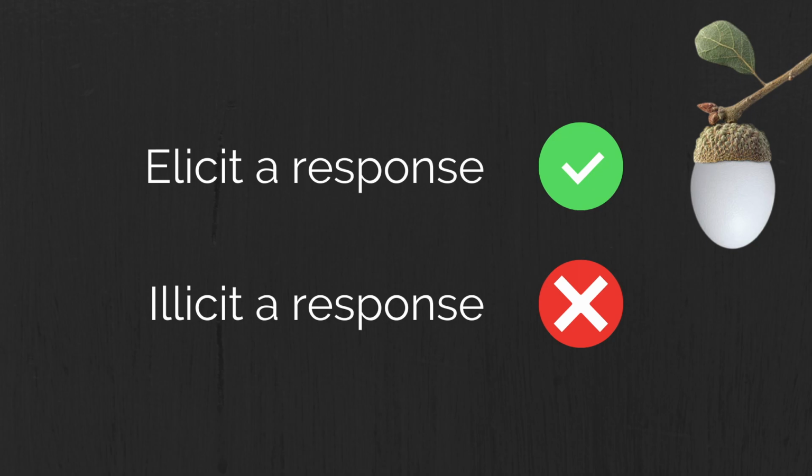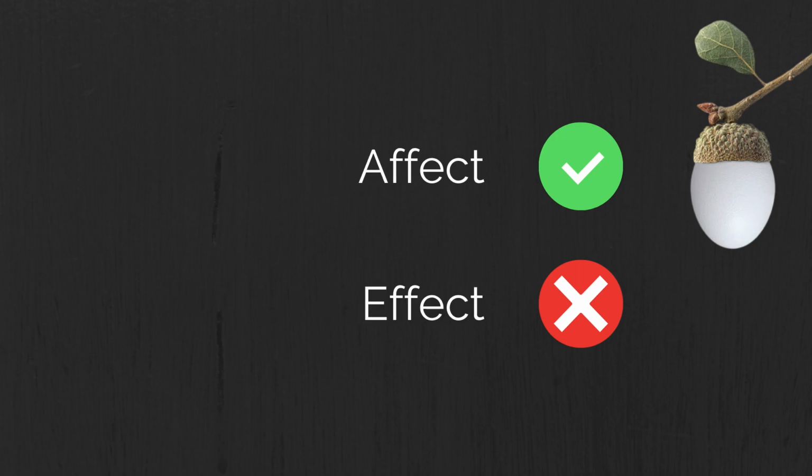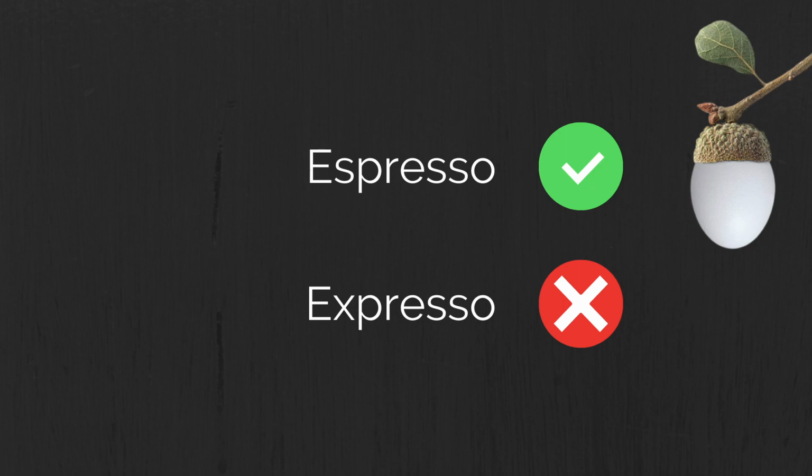Third, the incorrect word sounds very similar to the correct word. For example, you might say illicit a response instead of elicit a response, or affect instead of effect. These are commonly confused words with different meanings but similar sounds. Number 4, the correct word is foreign or unfamiliar to you. Many native speakers, for example, say expresso instead of espresso. This word, of course, is imported from Italian, and I make the mistake all the time.